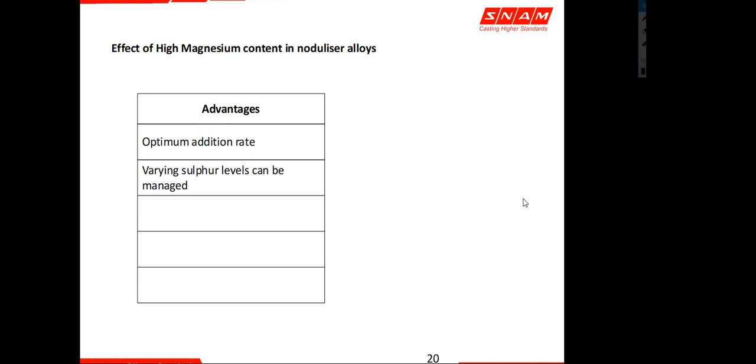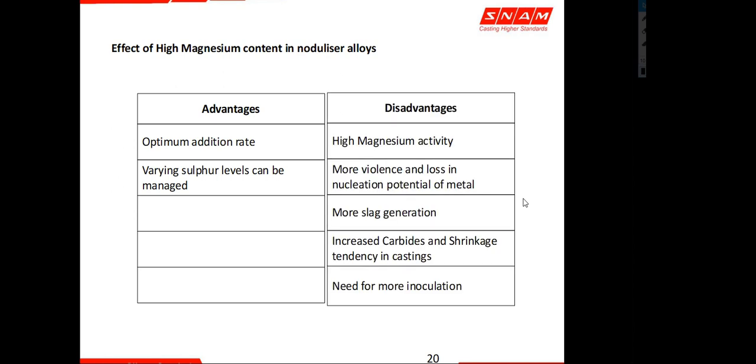Yes, and you can manage with different sulfur levels. You can manage with varying parameters or varying controls in your foundries. But the disadvantage is you have got very high magnesium activity. We know magnesium is a carbide promoting element, and you have got a very high magnesium activity. You start getting more violent reactions and you start losing your nucleation potential.